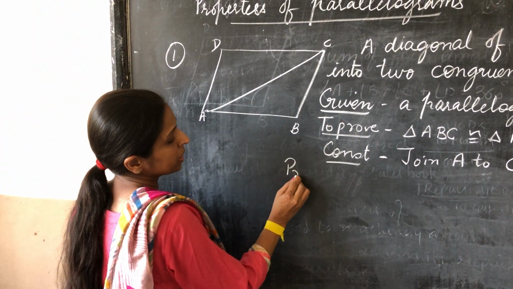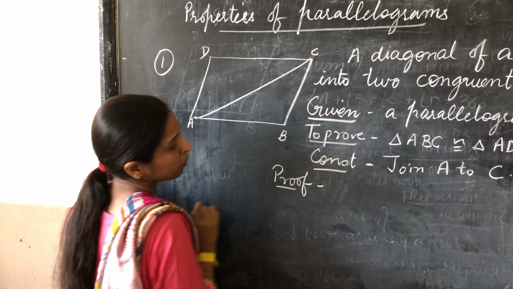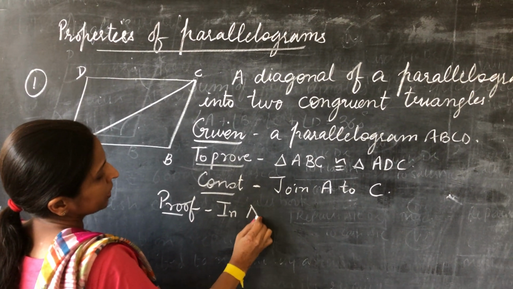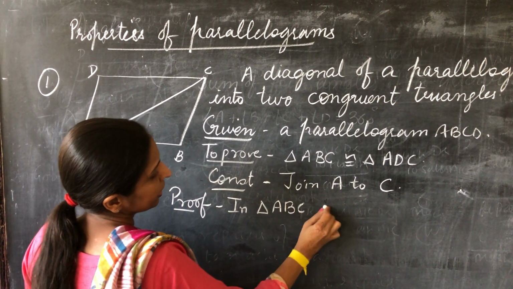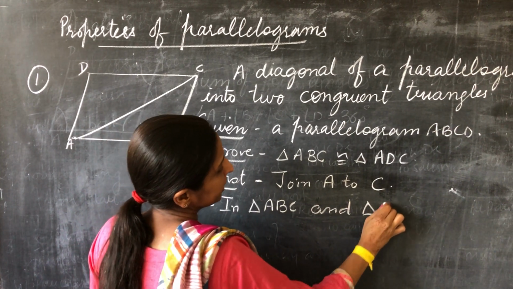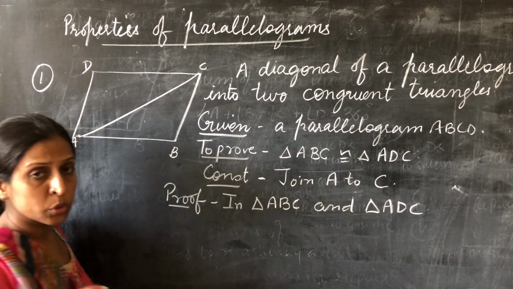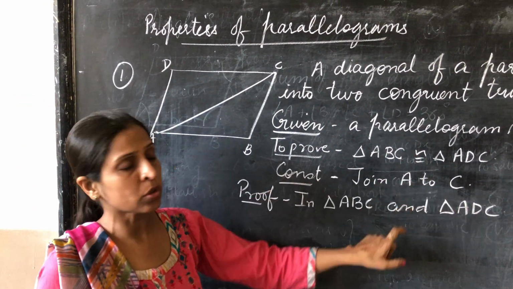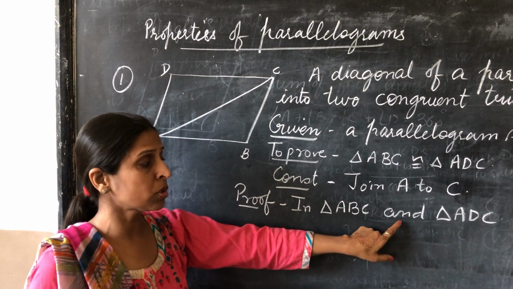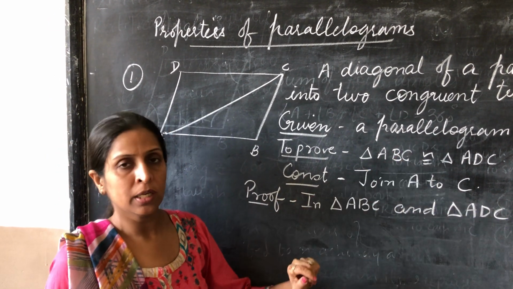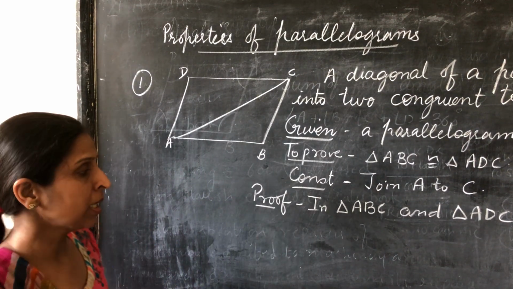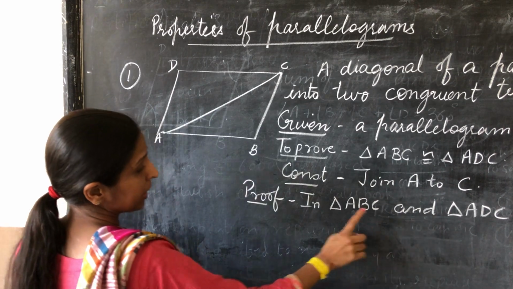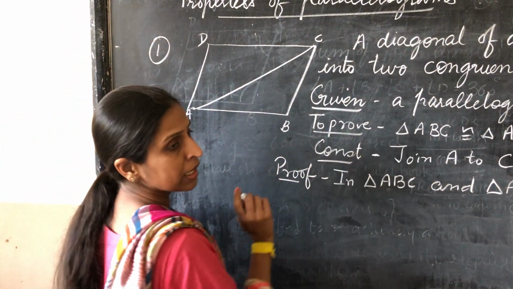So now what is its proof? For proof, you will be taking these two triangles, triangle ABC and triangle ADC. We usually make this mistake, children: instead of writing 'and', you write the congruent sign over here. But this is wrong because we are supposed to prove it. So we will be writing it at last, right? So triangle ABC and ADC, without any sign, we are taking. Let us prove, then we will write that they are congruent.